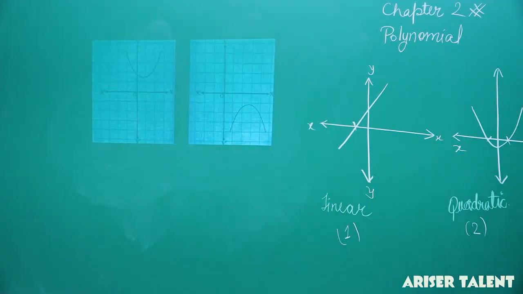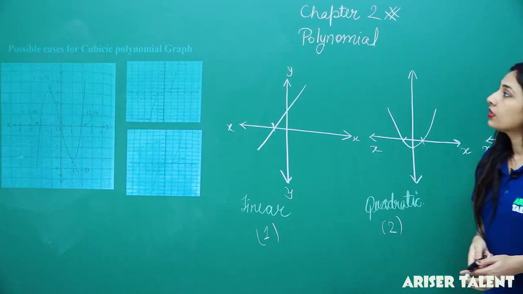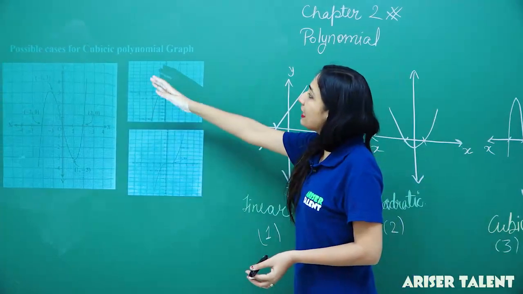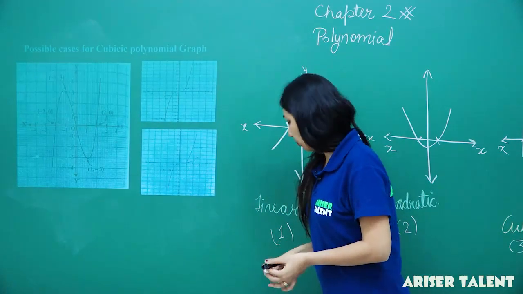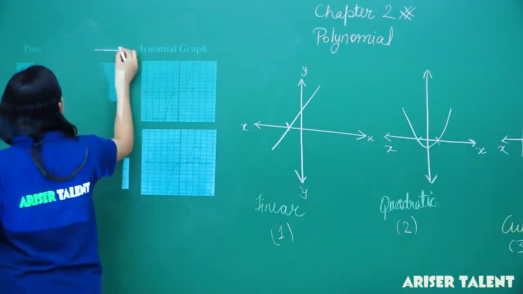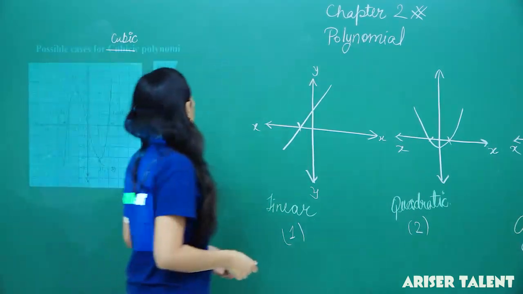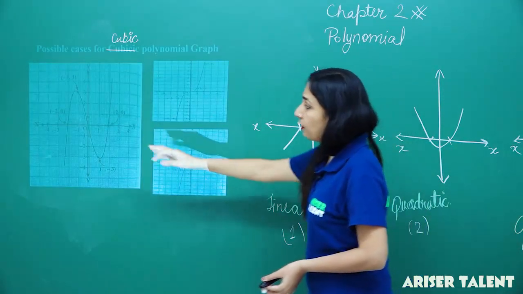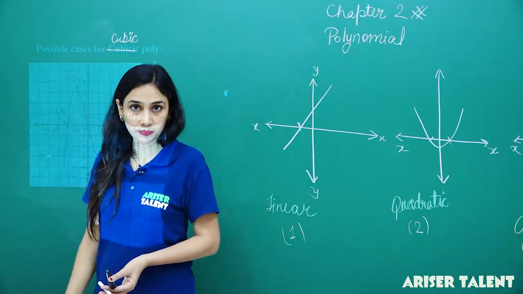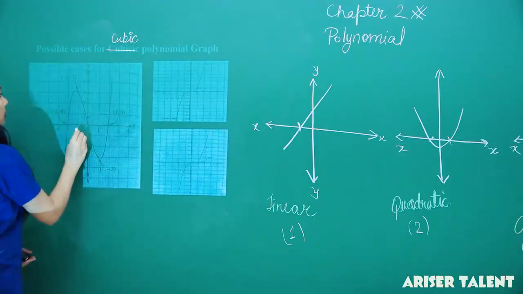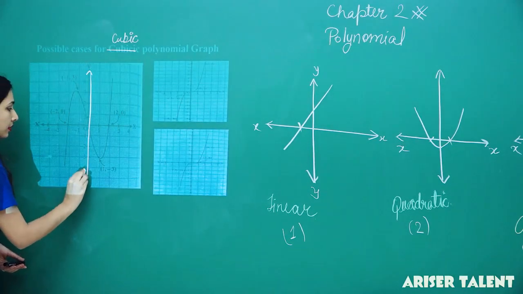Now, possible cases for a cubic polynomial. For a cubic polynomial graph, the first one we have discussed earlier. We have drawn this kind of graph.